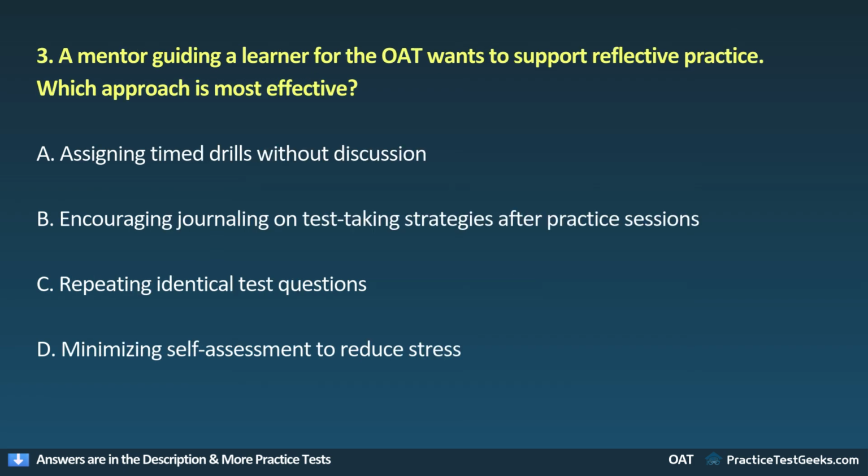3. A mentor guiding a learner for the OAT wants to support reflective practice. Which approach is most effective? A. Assigning time drills without discussion. B. Encouraging journaling on test-taking strategies after practice sessions.